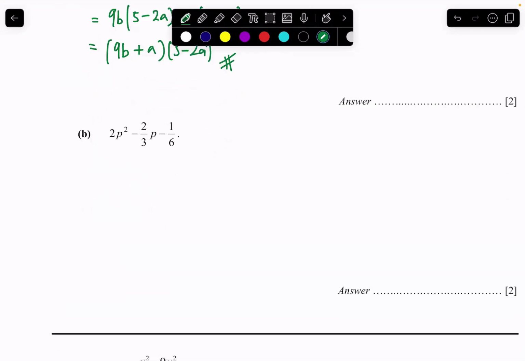Question B looks a little bit difficult, but the key idea is that this is 3 terms. When it comes to 3 terms, we do cross factorization. But with cross factorization, we are used to nice numbers. So what I can do is factorize out the smallest fraction, which is 1 out of 6. I take out 1 out of 6 from everything.